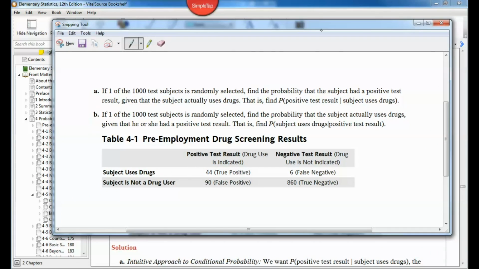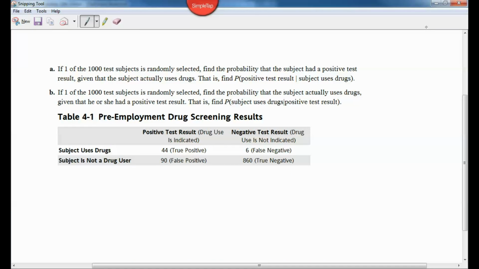All right, so let's try to work this out, part A, using both methods. Using the intuitive method by just trying to make sense of it, and then let's work it out using the formula, just the strict, I only want to use formulas way of thinking. All right, so first let's look at it intuitively. We want the probability of positive test result given the subject uses drugs.